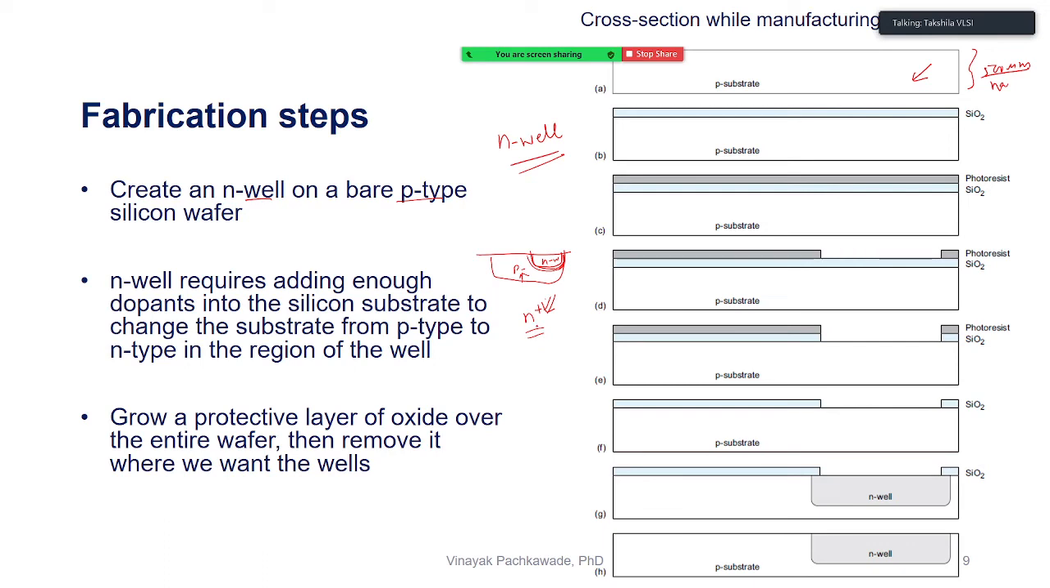So now what I first do is just protect this P substrate, because I want the NWELL only in this portion. In particular, not the whole wafer. I want only a small portion to be NWELL. So I will grow one protective layer of SiO2. It's just an insulator on top of the entire P substrate. So this is figure B. And later I am going to remove it also. We'll see that.